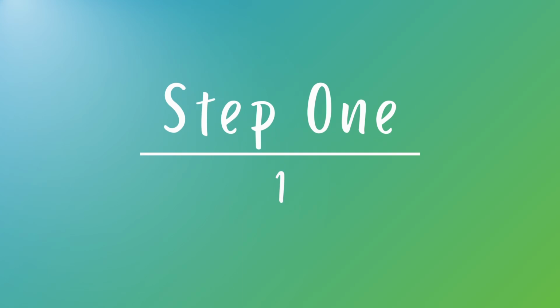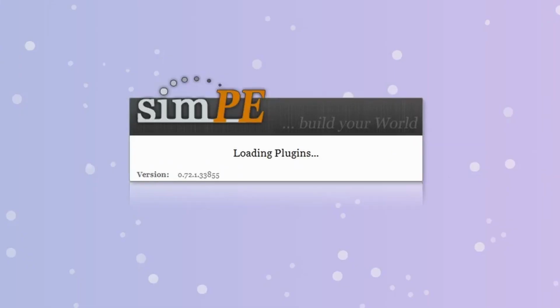Let's jump in to step 1. Make sure your game is closed and open SimPE. Personally, I use version 0.72.1. If you have a different version, the interface may look slightly different, but all versions of SimPE look extremely similar. There's a link in the description to download various versions of SimPE, so you can find the version that works the best for you.